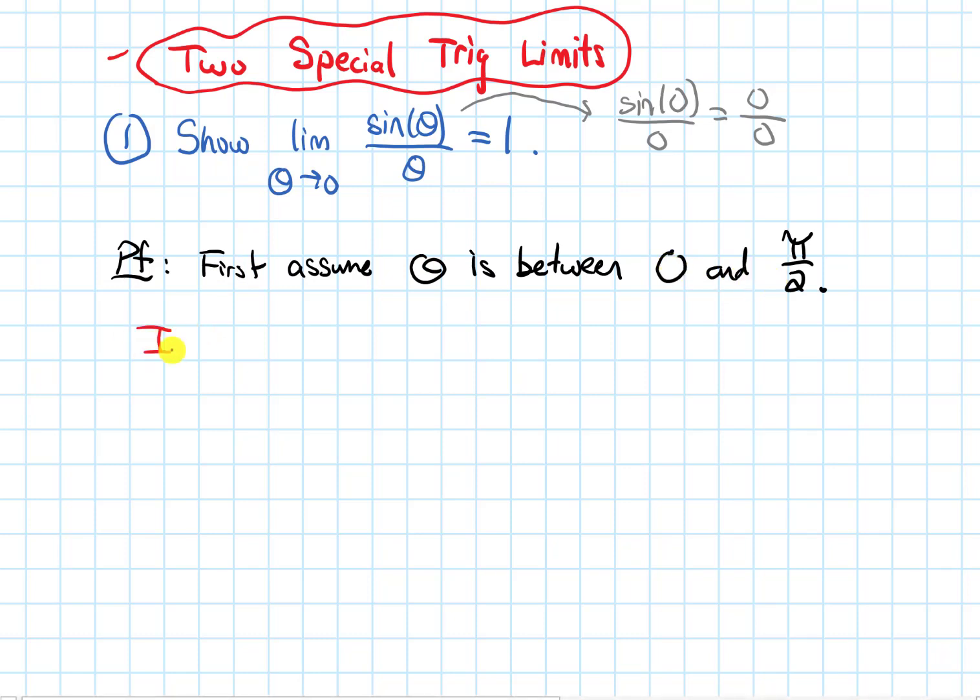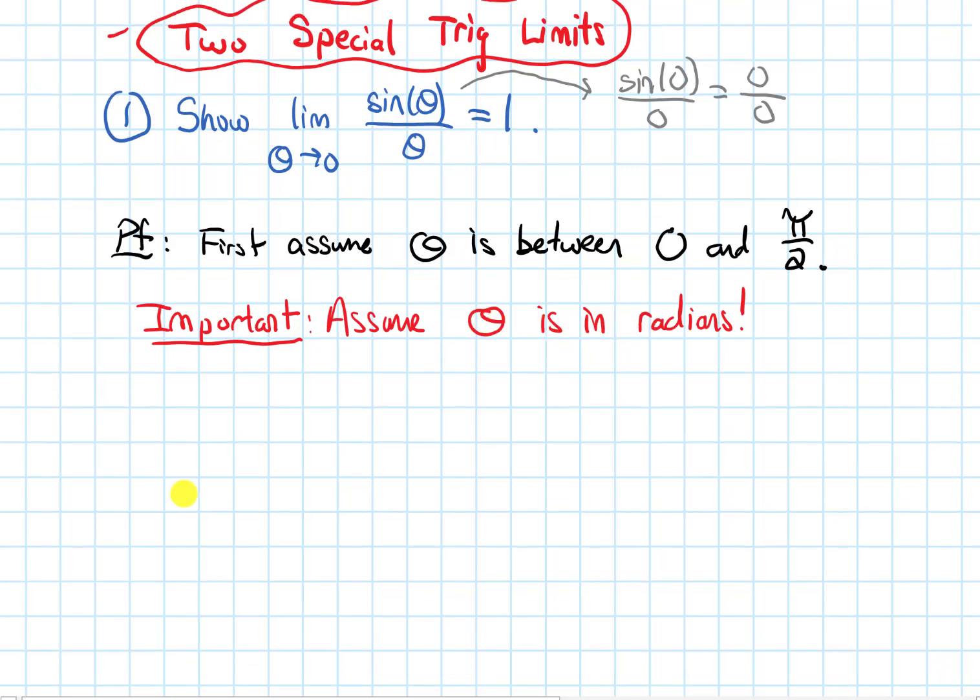So one really important thing that I need for this argument is we will be assuming that the theta, the angle we're working with, is in radians. This limit actually won't be equal to 1 if theta is not in radians.